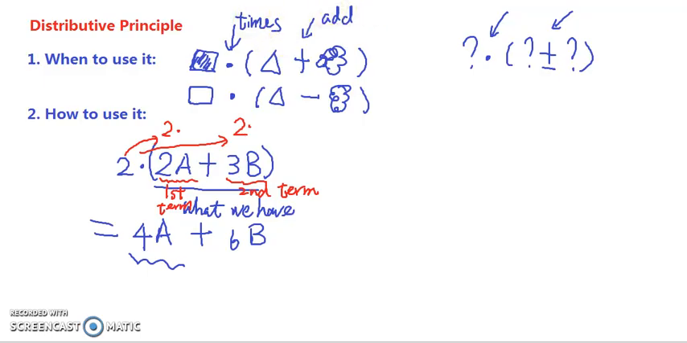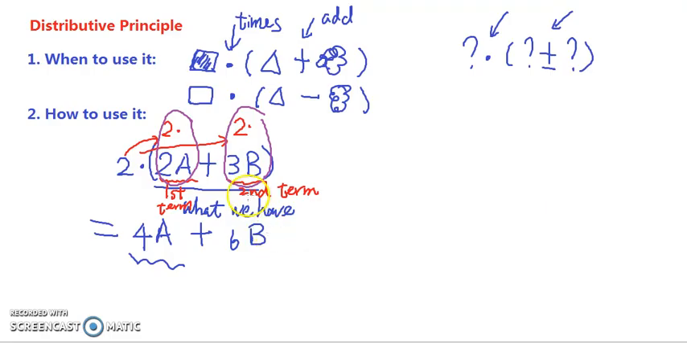So when we do it, we move the 2 in front of the parentheses and put it on top of each term, and we multiply 2 and 2, then copy A, multiply 2 and 3, and copy B. So that's how we get 4a and 6b.